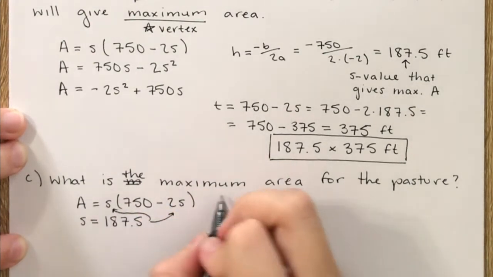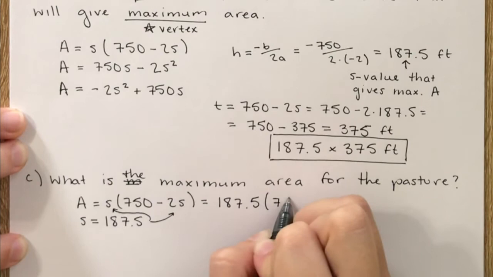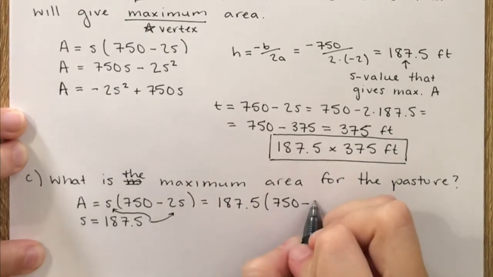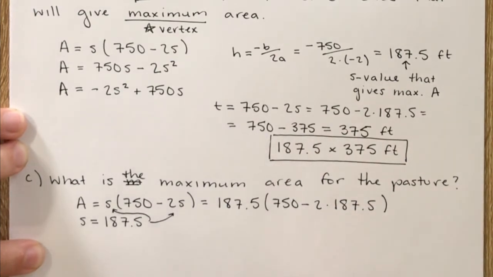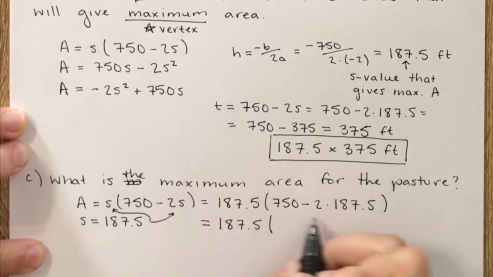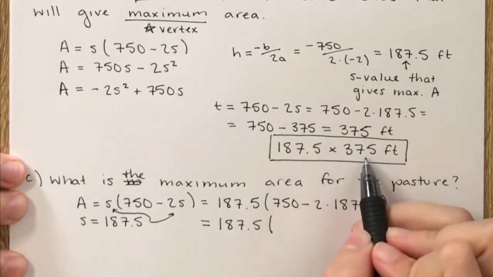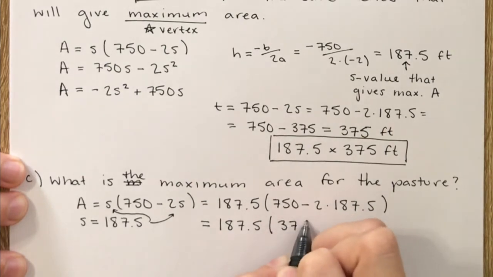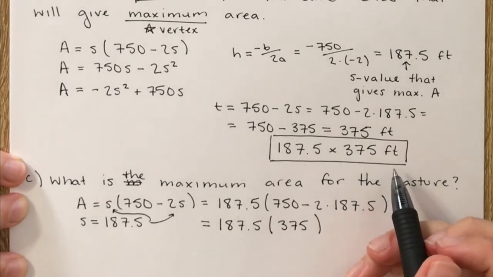So 187.5 times (750 minus 2 times 187.5) gives us 187.5 times (750 minus 2 times 187.5). That sounds familiar. Haven't we done this already? Yes, we have, right? We found the y value here, 375. So we actually could have just multiplied these together, right, to find the area.